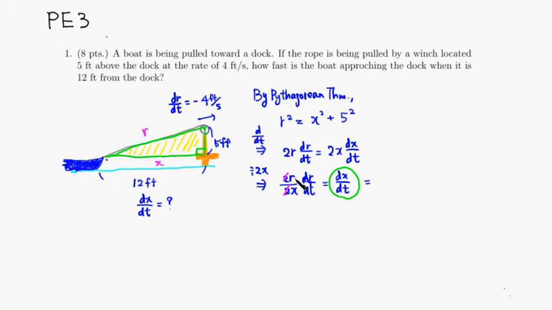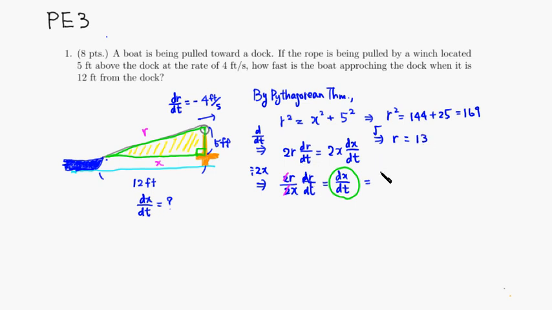We don't know r, but we can find it using this equation. At this point, r squared is equal to, x is 12, so 12 squared is 144, plus 5 squared is 25, which is equal to 169. If you take the square root of both sides, r is equal to plus or minus 13, but we're talking about length, so r is going to be 13.